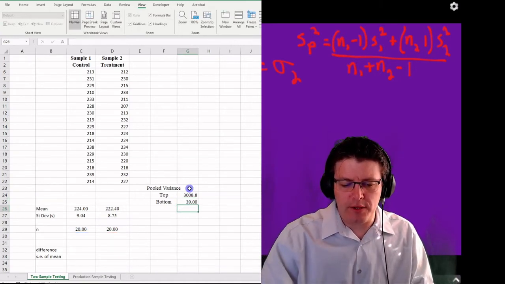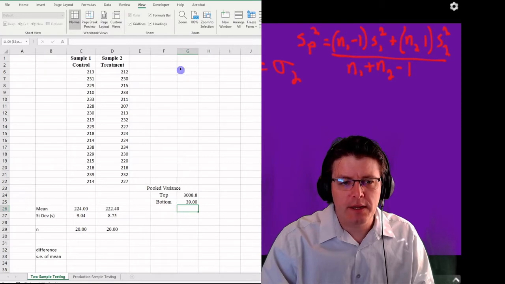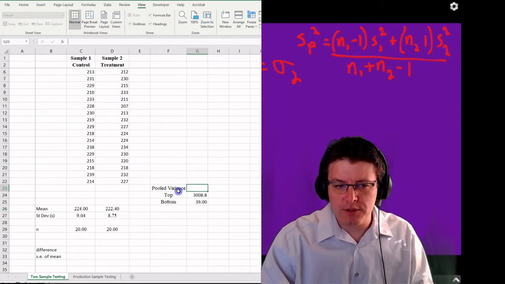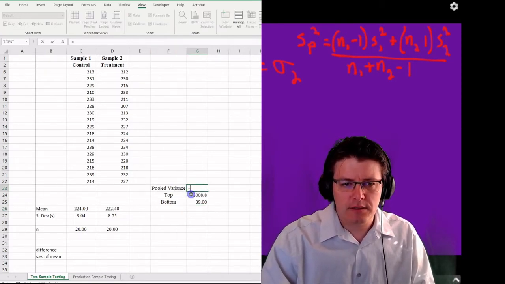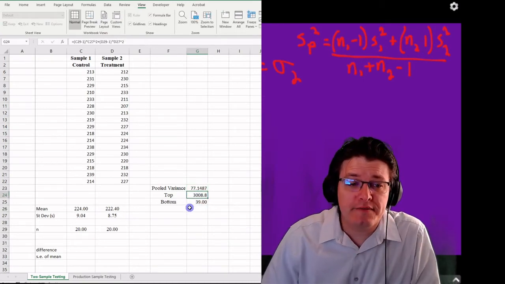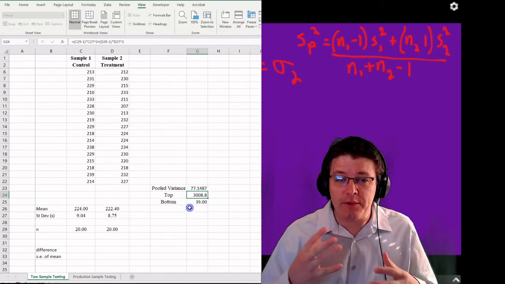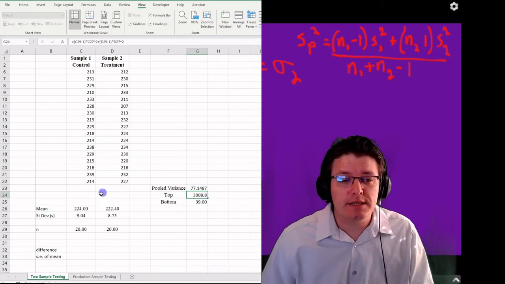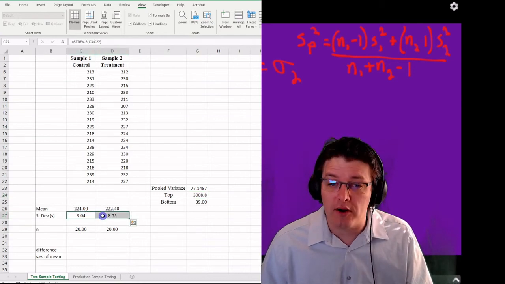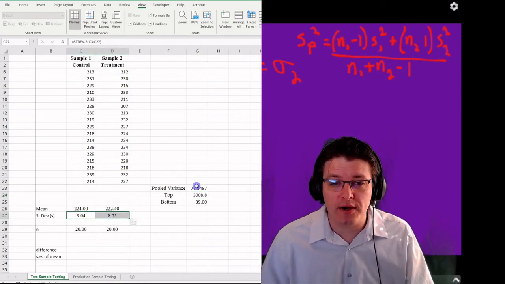Okay, and now we can smush this back together. Sometimes it's just easier to not keep track of so much, so we'll just finish that off. And we find a pooled variance of 77. Okay, now that seems out of line with our standard deviations. Remember, these standard deviations are the square root of this pooled variance.